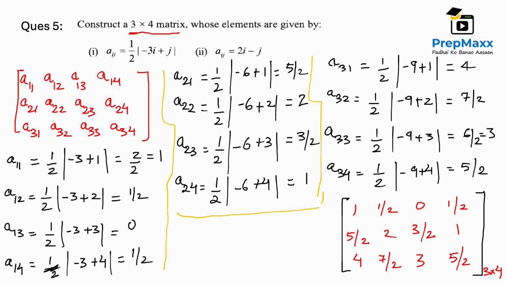Now part 2, which is Aij equals 2i minus j. This is the second part. Again, we have to construct a 3 by 4 matrix.